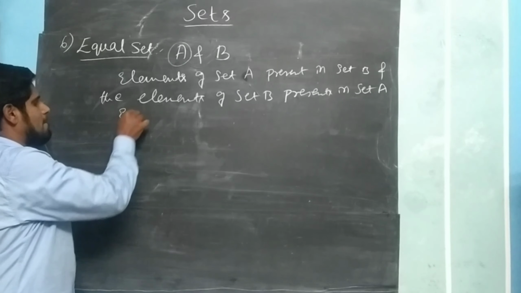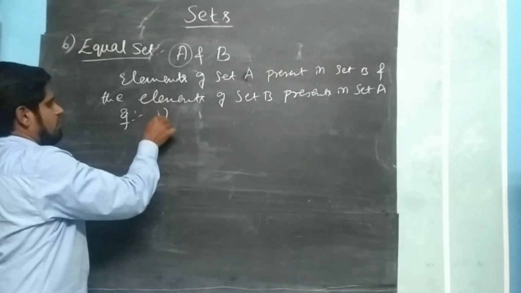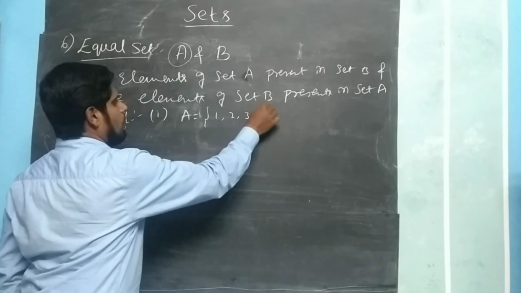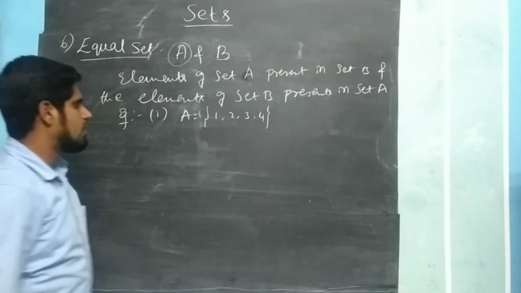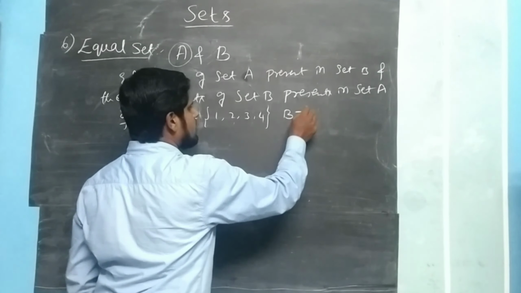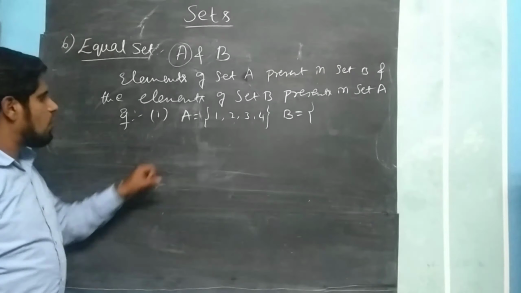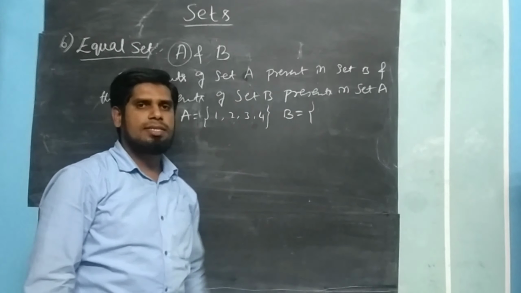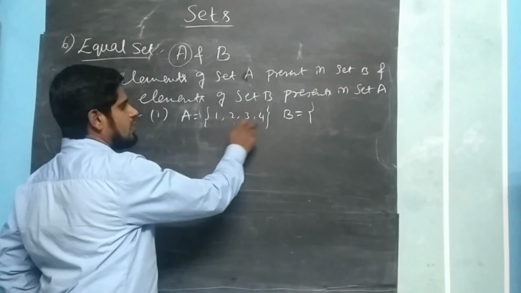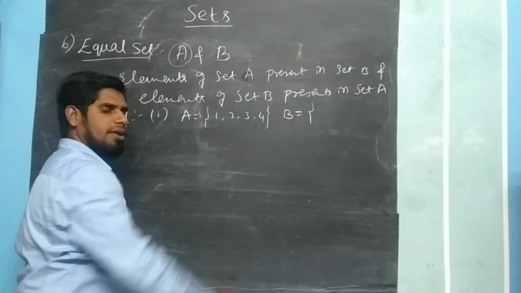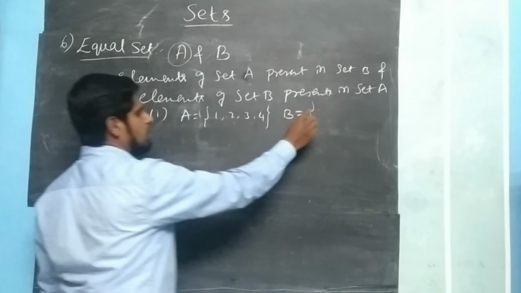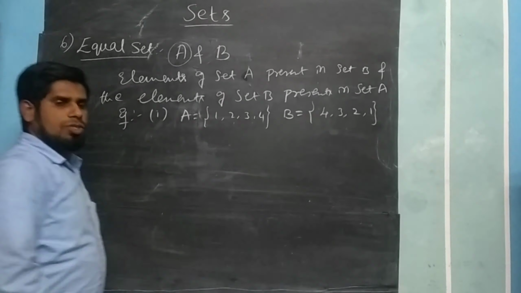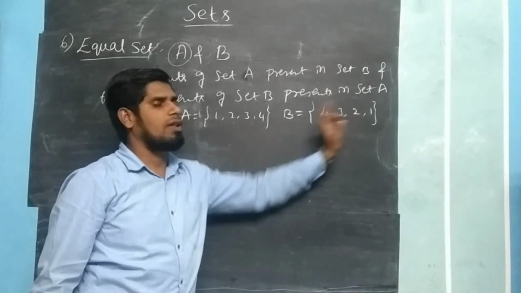For example, if set A is 1, 2, 3, 4, set A has 4 elements. In set B also we need 4 elements, but what does the definition say? Whatever elements are present in set A, all those elements must be present in set B. So I should write these elements only. Order can be different, but the elements must be these only. So I can take 4, 3, 2, 1. So here sets A and B are equal sets.